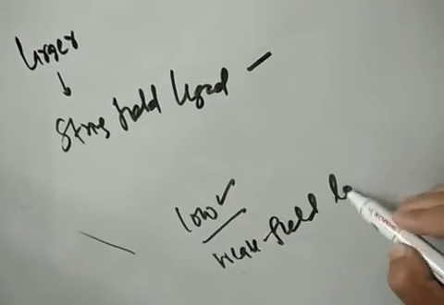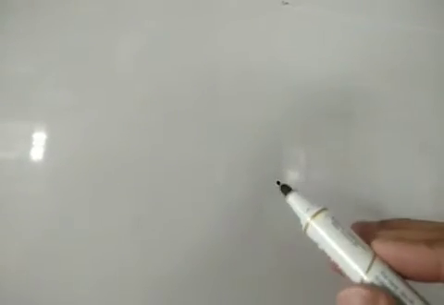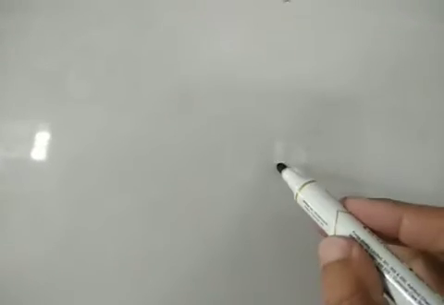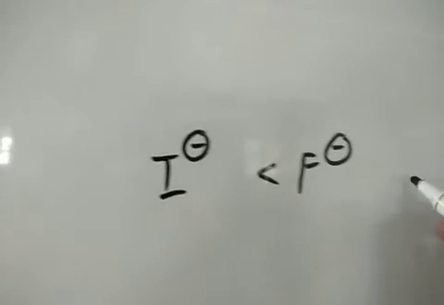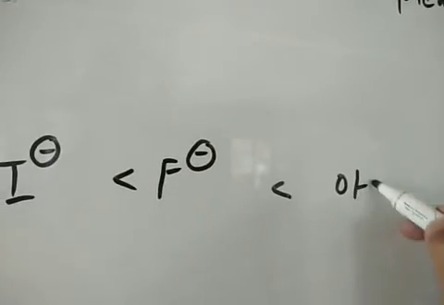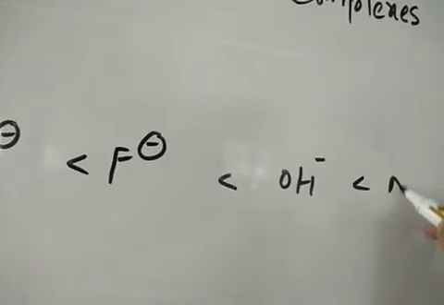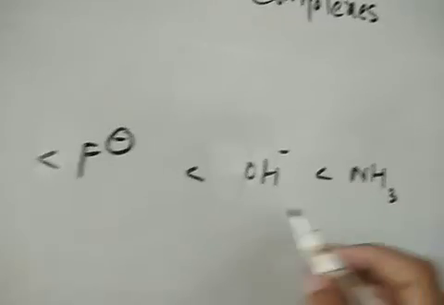So based upon this behavior, ligands can be arranged in some order. Based upon the power of ligands to cause the crystal field splitting, ligands can be arranged in some order. For example, we'll keep here iodide. I will show just 2-3 examples here, not more. This is fluoride, and then I will keep here OH. Then I'll go straight to ammonia. Then increasing order. So just stop it here.